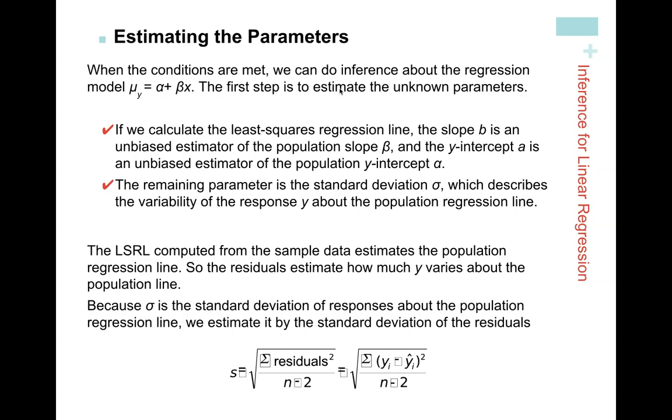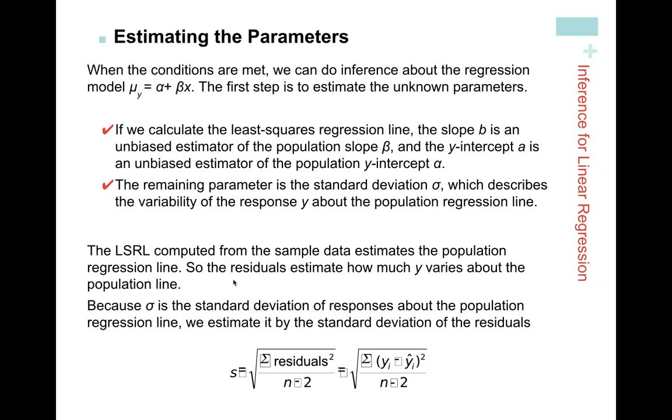Okay. So if this is the true population regression line, we're going to take a sample. We're not going to know what the true population regression line is, but we're going to take a sample from the population and we're going to get a regression line from that sample. And we're going to get a y hat equals a plus bx, where a is an unbiased estimator of alpha, b is going to be an unbiased estimator of beta. Okay, and then here's the interesting part. The LSRL computed from the sample data, our sample LSRL, estimates the population regression line.